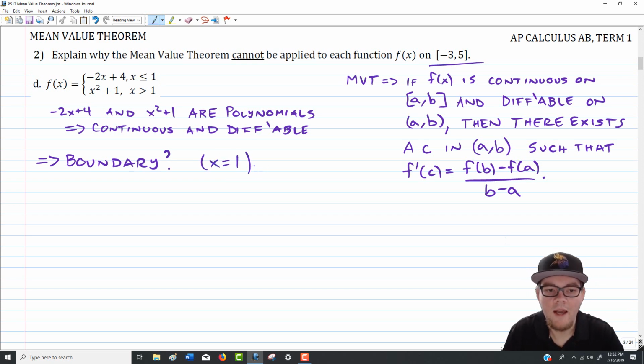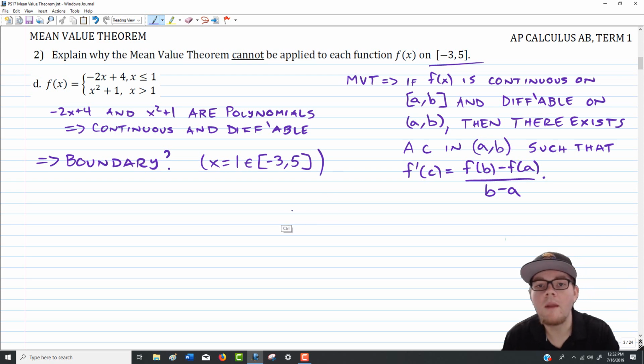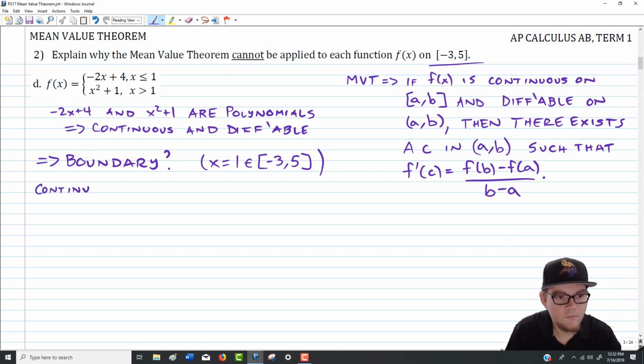Now first, it's worth pointing out that x equals 1 is a member of that interval from -3 to 5, so that means we could have a problem there. Otherwise, we'd be done. We'd be set. Everything would be good to go. So in order to check the boundary, we're going to check 2 things, just as always. First, we're going to check if it's continuous there, because if there's a jump, then obviously this isn't going to apply anyway. So first, we check for continuity.